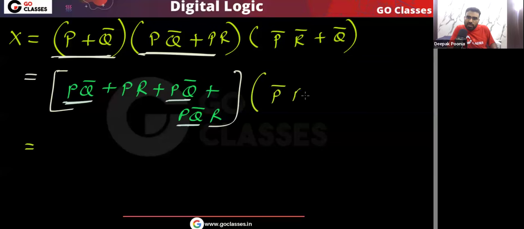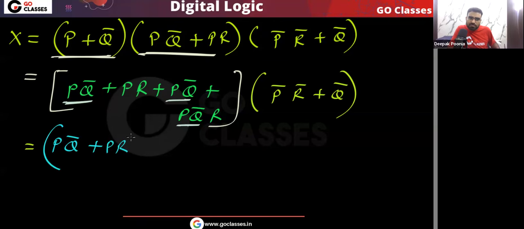Okay, remember here we have P bar, R bar, or Q bar also. Okay, so you notice one thing, here you can apply the absorption law. P Q bar here also, inside this also you have P Q bar. So if you apply the absorption law, then you will get P Q bar or PR, and P bar, R bar, or Q bar.